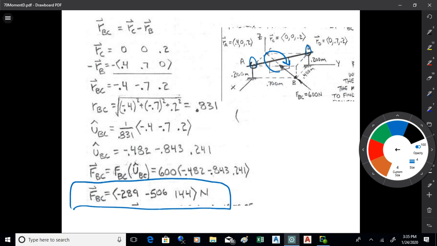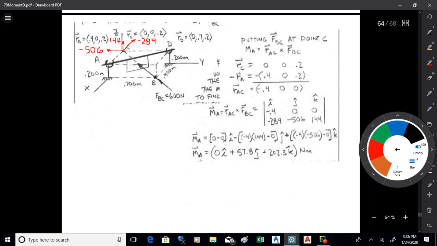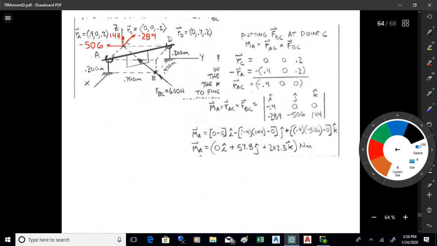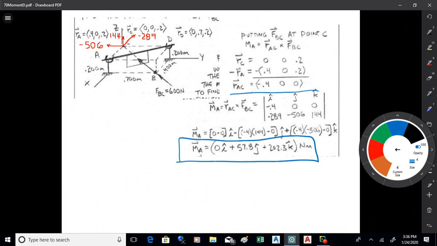All right, so once we've got that, what we want to do is find the moment about some point on the axle there from A to B. We've already done it about A, so let's just use that. So once again, I do a cross product. I'm using the position vector from A to C, which is on that force. So that's negative 0.400. I do the cross, and I come up with the moment we just came up with: 0i plus 57.8j plus 202.3k. That's the moment about A caused by that force.